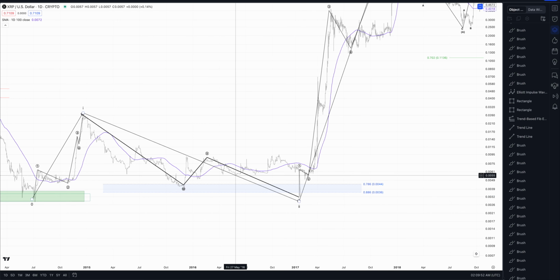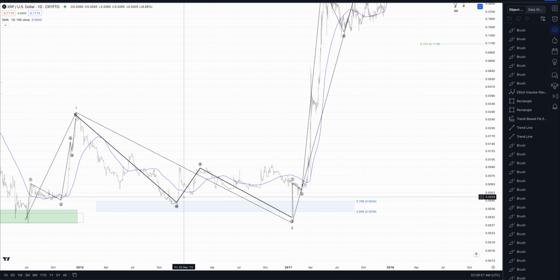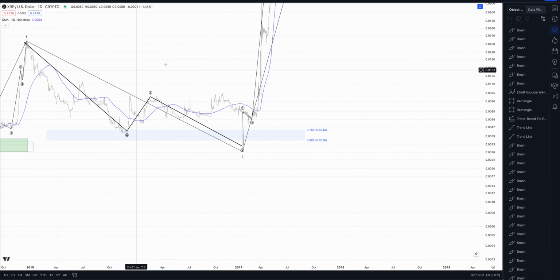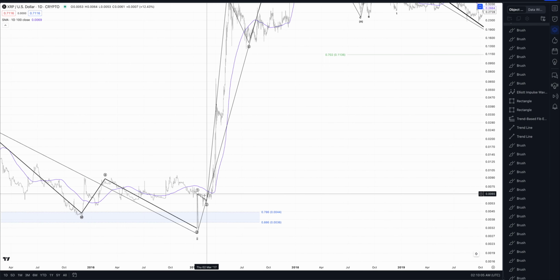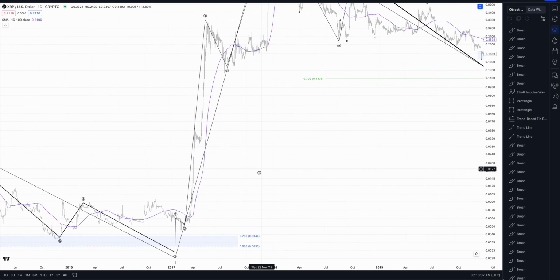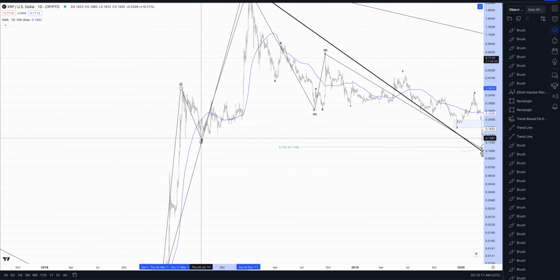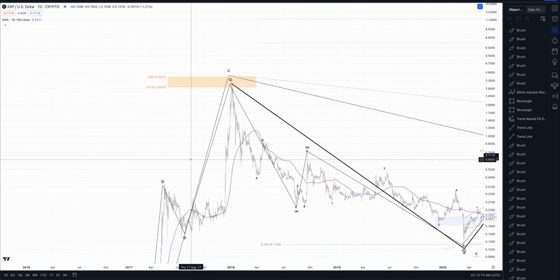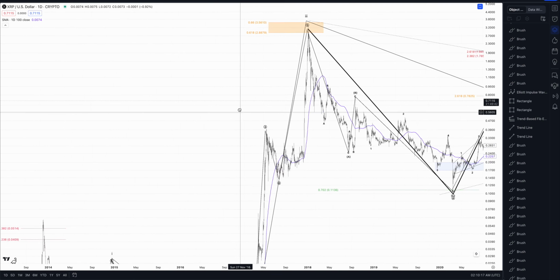hitting the 88.6% fib. Now with a WXY correction, it's a 3-wave move down, a 3-wave move up, and another 3-wave move down. So it's 3 waves within each wave. And then we start our huge wave 3 in the 2017 bull market. So we have our wave 1, 2, 3, 4 right here, and then our 5th wave hitting the golden pocket, sitting at around $2.80 to $3.40.